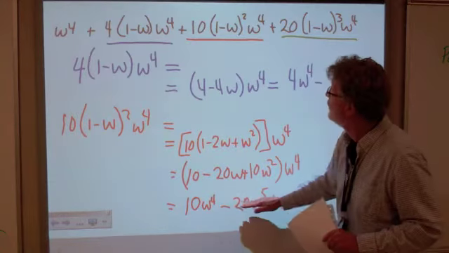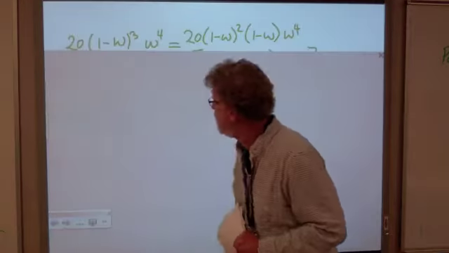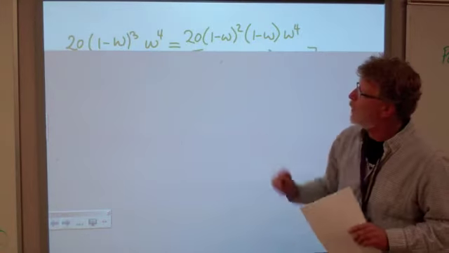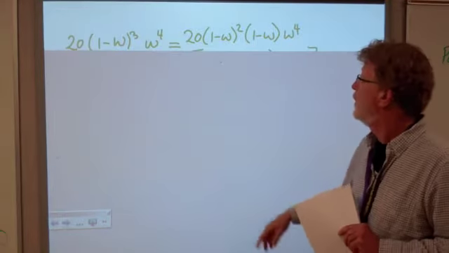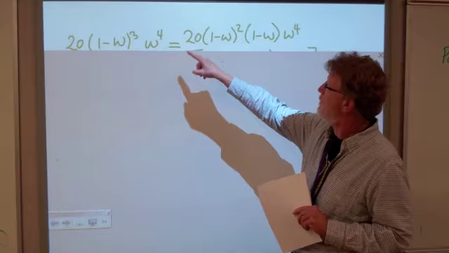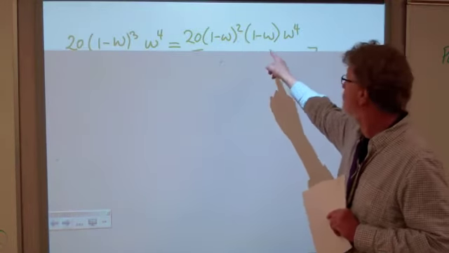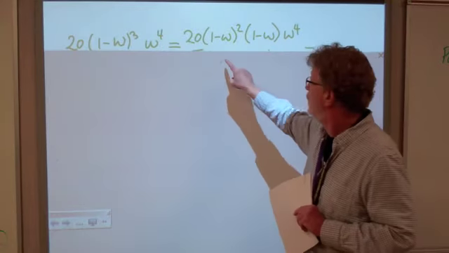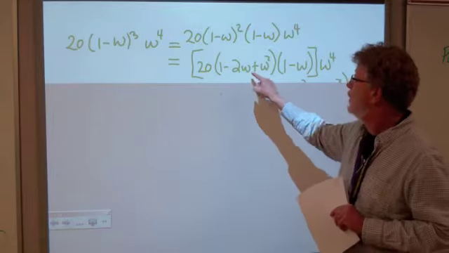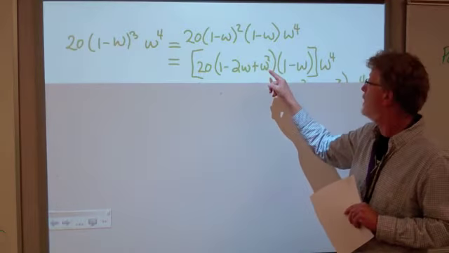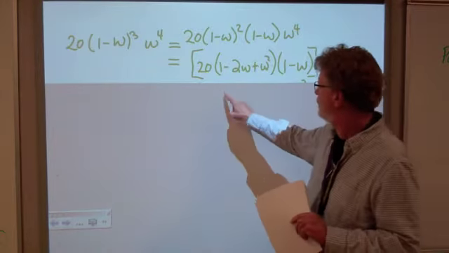So now I have this component. And finally, the last component was 20 times 1 minus w cubed times w to the 4th. That is the same thing as saying 20 times 1 minus w squared times 1 minus w times w to the 4th. Remember on the previous slide we squared this. We got 1 minus 2w plus w squared. Now we're going to multiply this times 1 minus w.